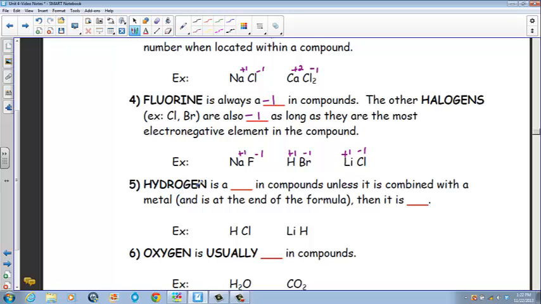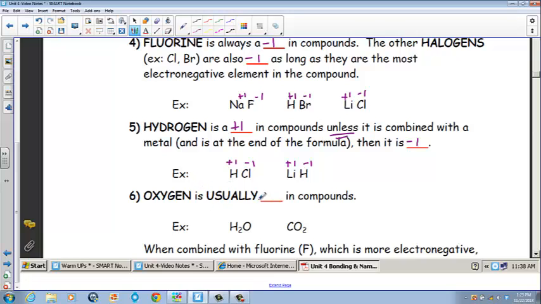Hydrogen is a +1 in compounds unless it is combined with a metal and is at the end of the formula. Then it is a -1. Okay, so if we look here, hydrochloric acid is going to be a +1 and a -1. Here is a +1 and a -1. If it's at the end of the formula, it's going to be a -1.